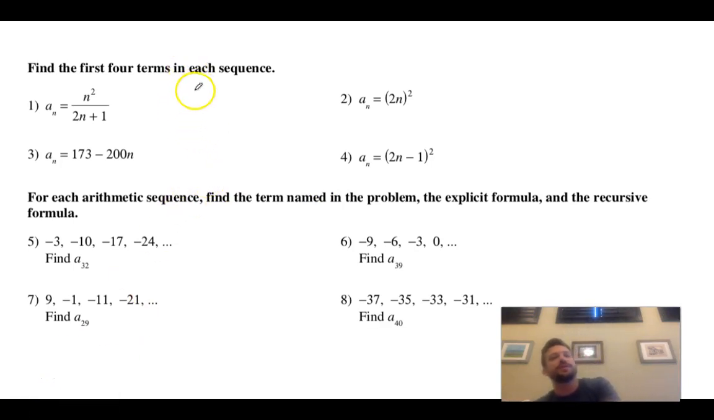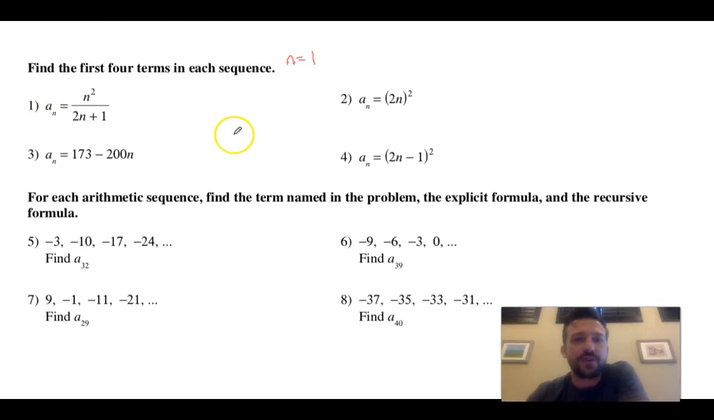Okay, so this one is find the first four terms in the sequence. Now on all of these, we're not going to do any of that n equals zero anymore. I'm just going to stick to n equals 1. We're always going to start with n equals 1, and just do everything like that. At the beginning of all of these, n equals 1 will be your first term, okay? And you just plug in 1. So let's plug in 1.